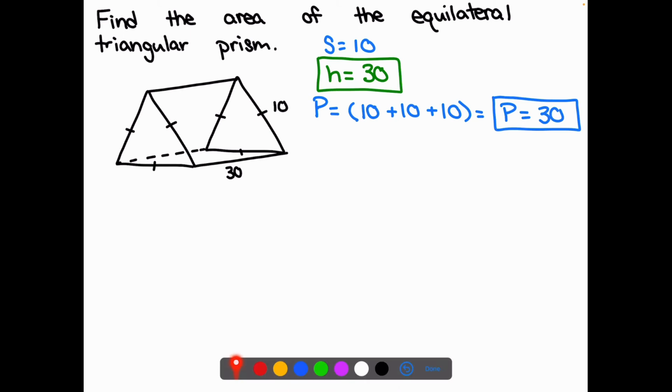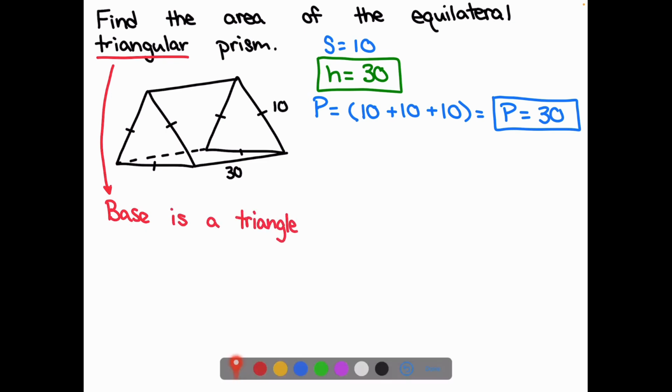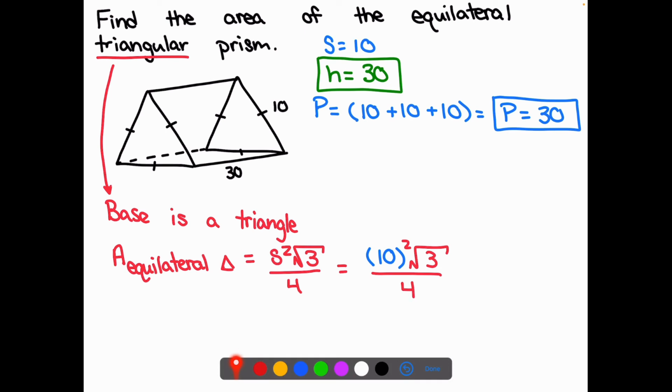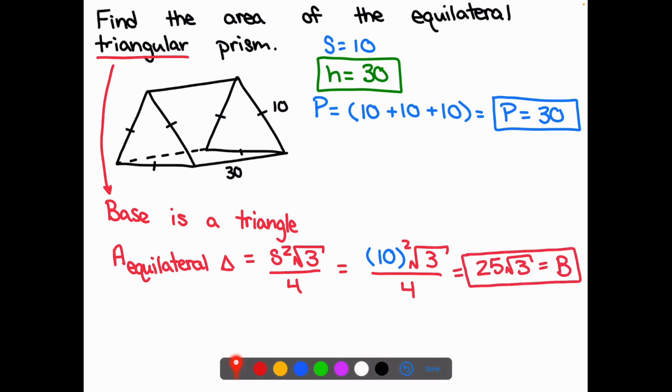The last thing that we need is the area of our base. And since this is an equilateral triangle, I can use the area of an equilateral triangle. That formula is area is equal to s squared, our side squared, times radical 3 divided by 4. Meaning that we have 10 squared times rad 3 over 4. Well, 10 squared is 100. 100 divided by 4 is 25. So the area of our base is 25 radical 3 units. Units squared, I should say.